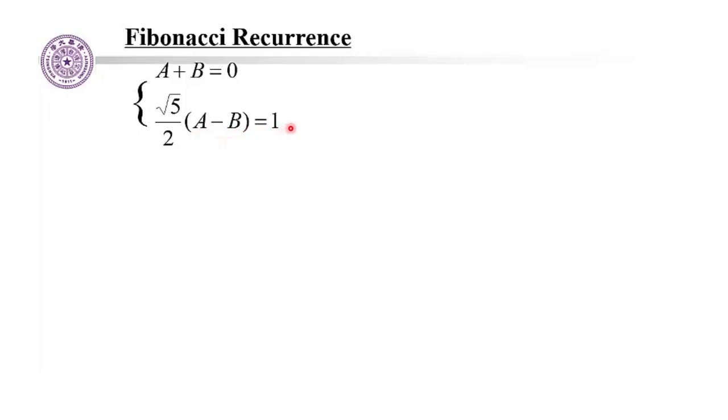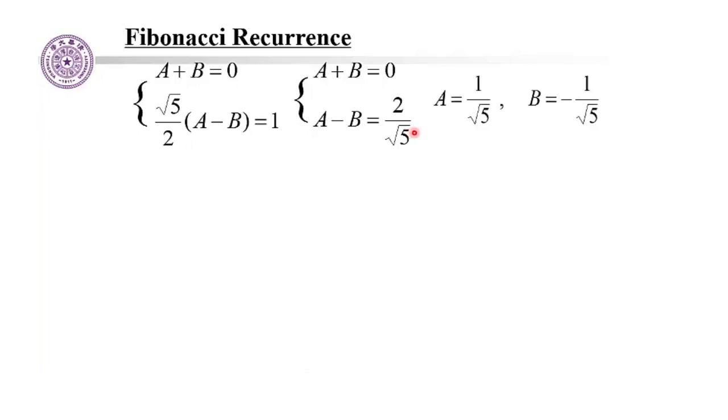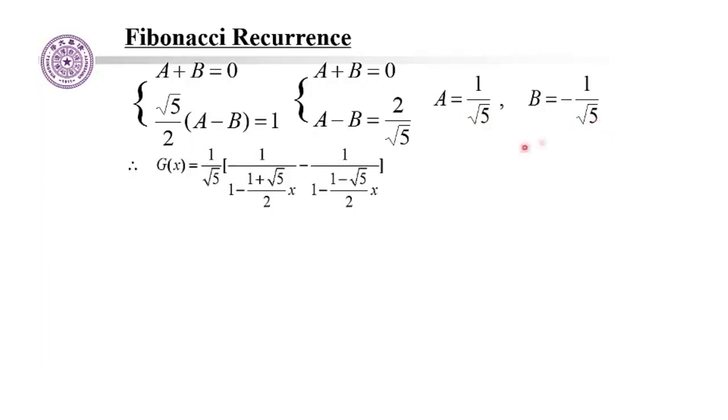So by solving this equation group, we now have a plus b equal to 0, and a minus b equal to 2 over the square root of 5. So a equal to 1 over square root of 5, b equal to minus 1 over square root of 5. Now we know a and b, so we would also know the value of gx.